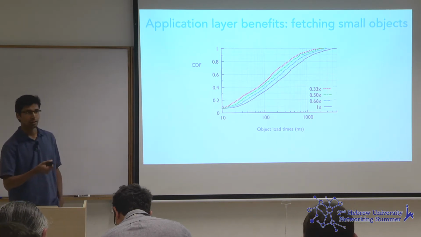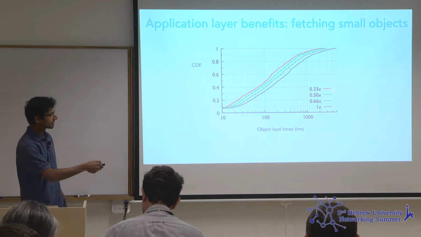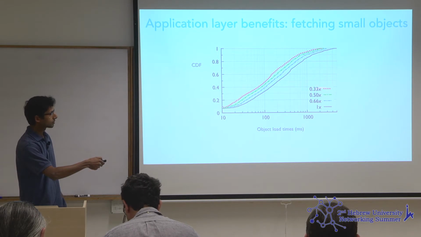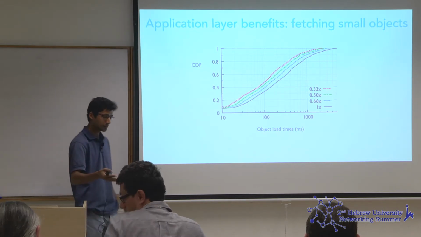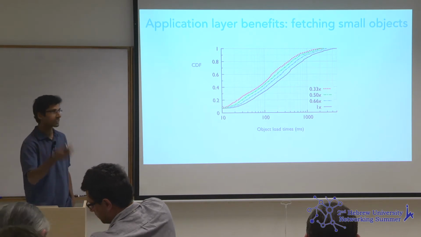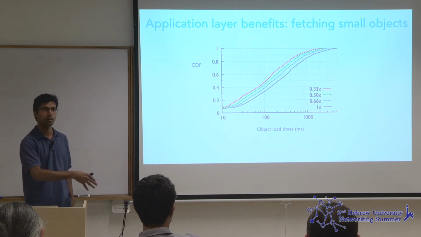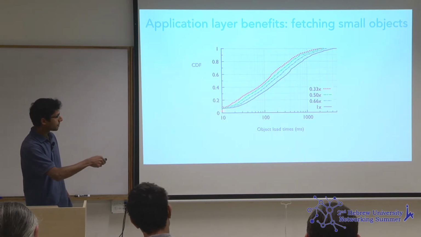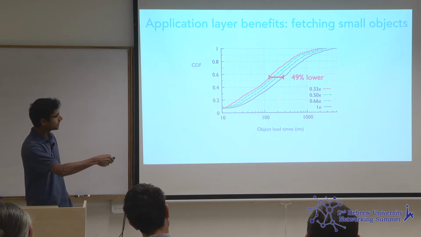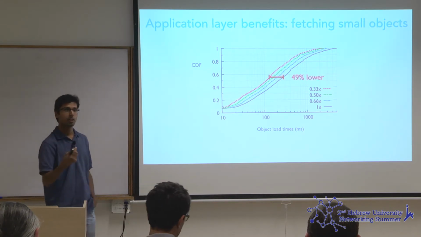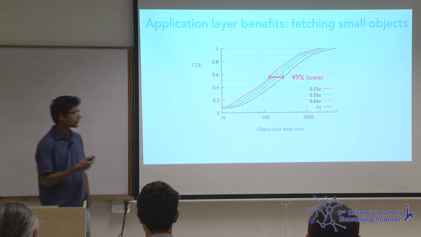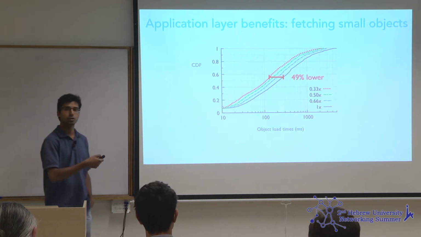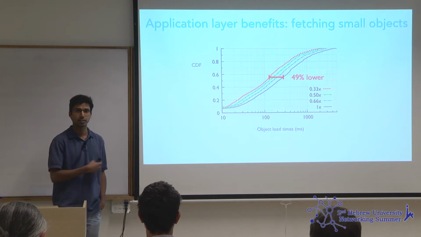Here are the application layer benefits for fetching small objects, as the network is operating at 1/3 of the conventional route's latency. So if you are at X latency today, let's say 100 milliseconds, what if you went down to 33% of that? So this is what it looks like. In the median, you have 49% lower fetch times for these small objects. And if you have single packet objects, this is something like 60%. The ideal improvement, just to remind you, would be 67% in this case.